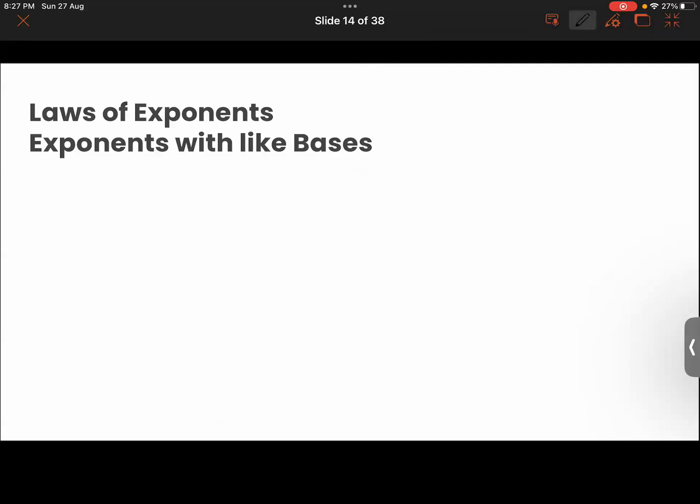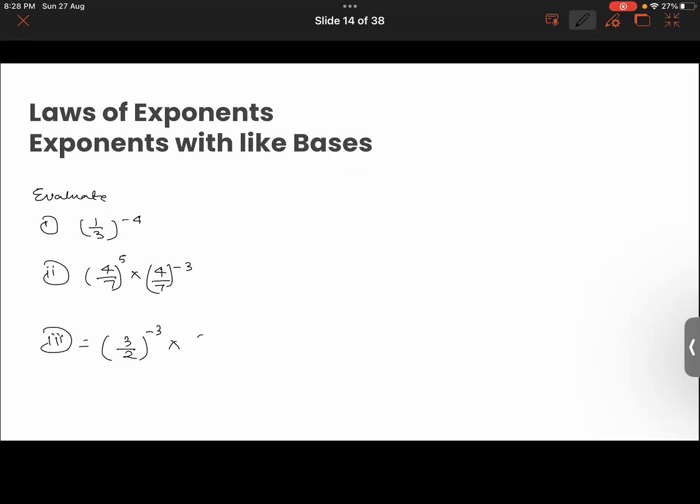Okay, now let's solve a few questions. Evaluate. The first one is 1 upon 3 raised to the power minus 4. Second one is 4 upon 7 raised to the power 5 multiplied by 4 upon 7 raised to the power minus 3. The third one, 3 upon 2 raised to the power minus 3 multiplied by 3 upon 2 raised to the power minus 2. Solve these three questions.